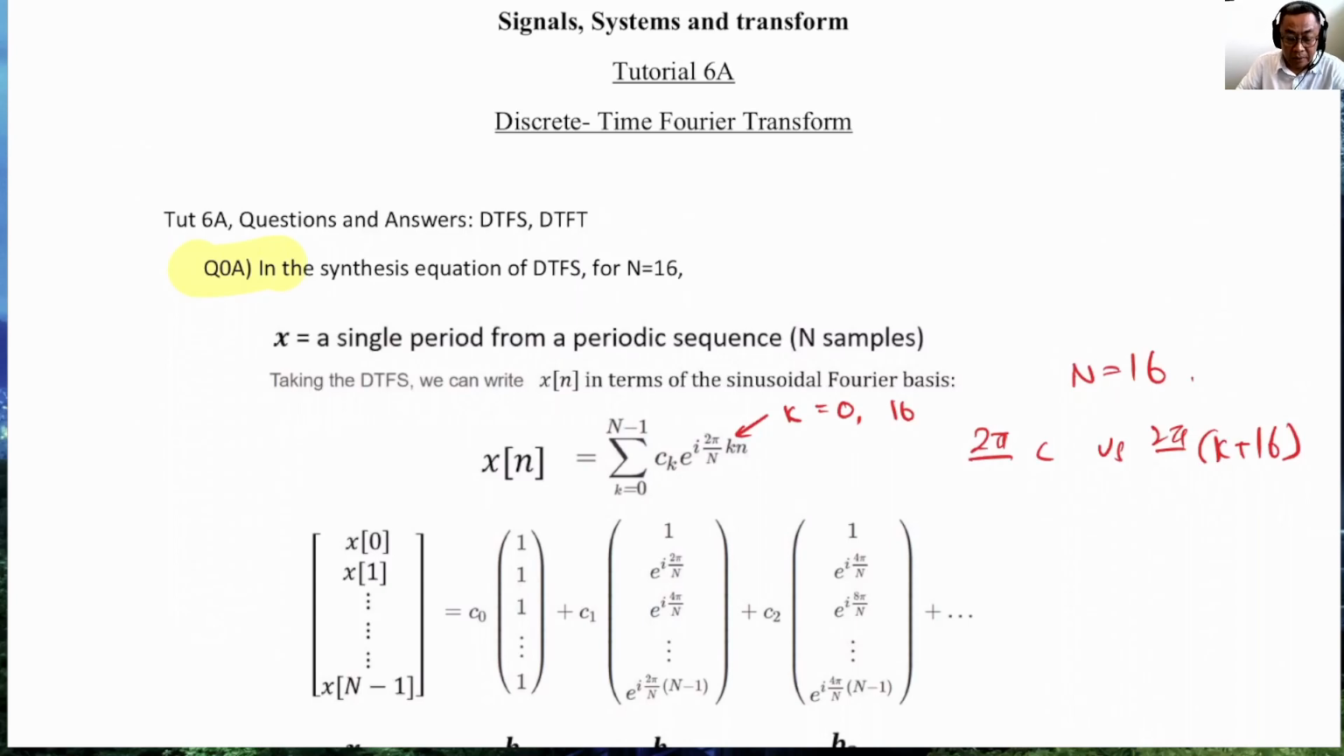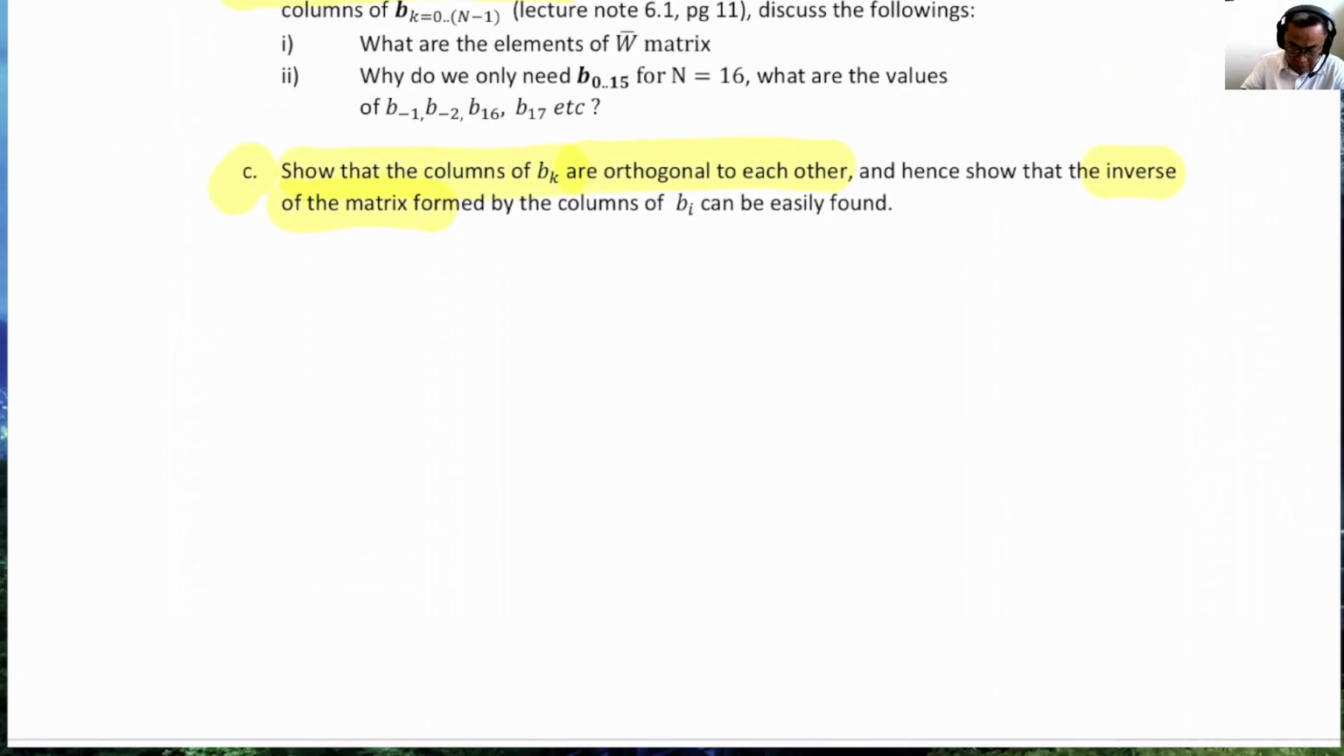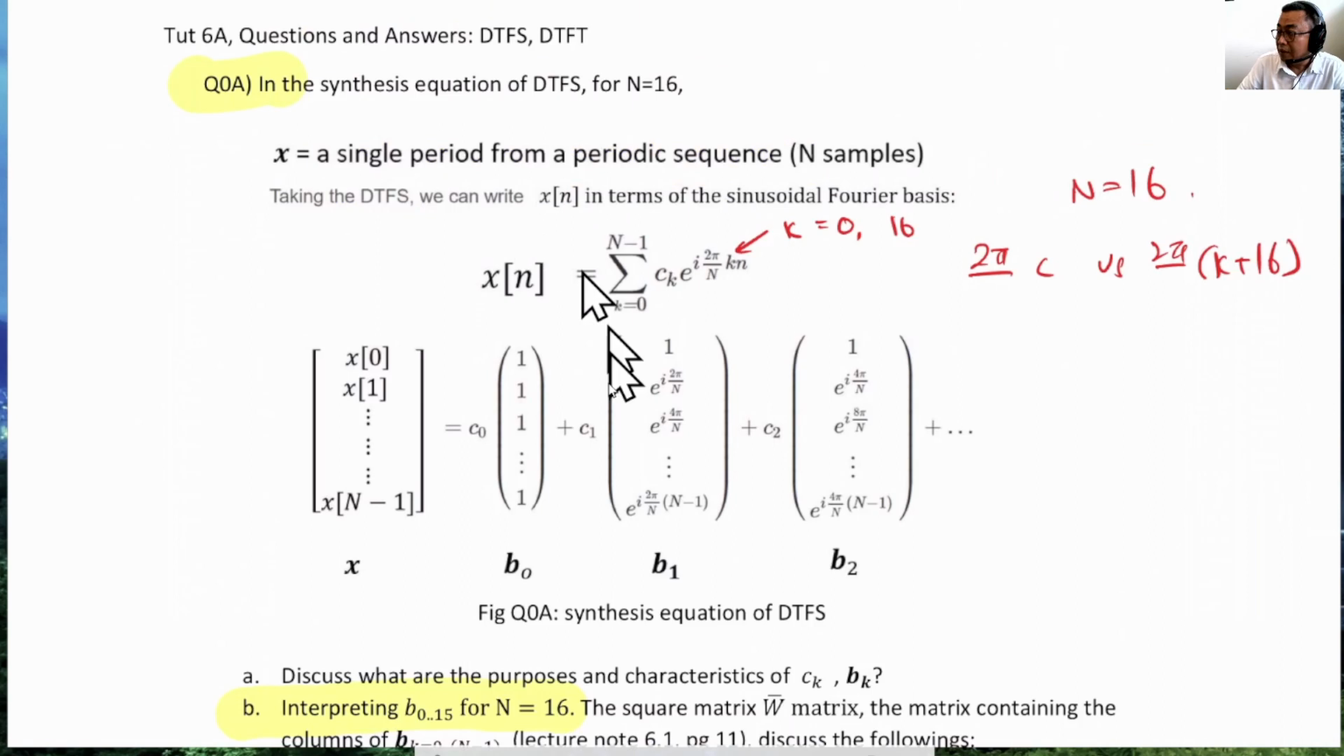This is Tutorial 6A, Question 0A, Part C. We are now asked to show that the columns of pk are orthogonal to each other, and hence the inverse matrix can be easily found. Basically, it is to say, generate these column vectors and perform the dot product of this vector to this vector, and you realize that it will be 0. This vector to this vector will also be 0. This vector b1 to b2 is 0, and so on and so forth. The columns of these vectors are orthogonal to each other.